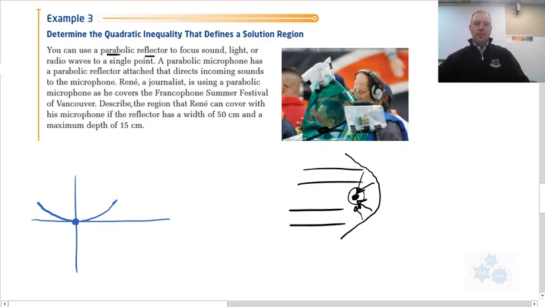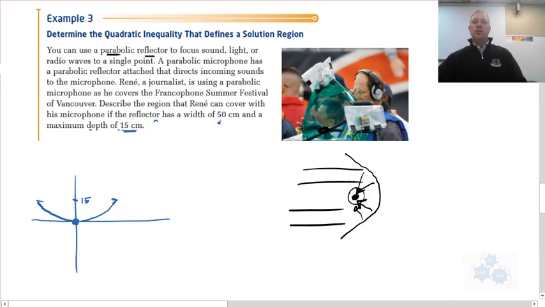So some details. A maximum depth of 15 centimeters. So that means from the edges here down to the maximum depth, which would be at the vertex of this parabola, is 15. So guess what? This is going to be 15 on the y-axis, a depth of 15. Got it?